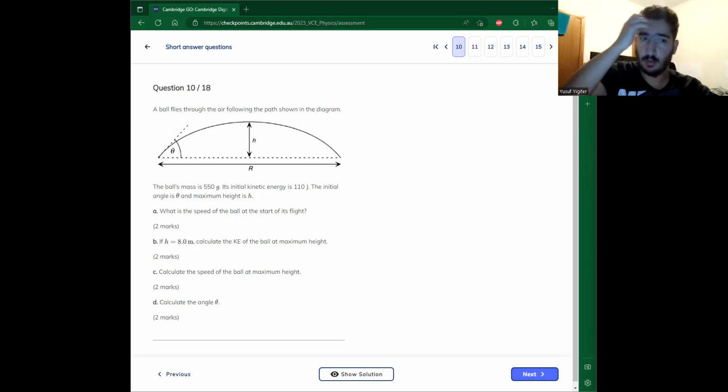Okay, and question B: if height equals 8 meters, calculate the kinetic energy of the ball at maximum height. At maximum height, so what do we need to use? Yes, you are correct, the conservation of energy. You're going to use that.